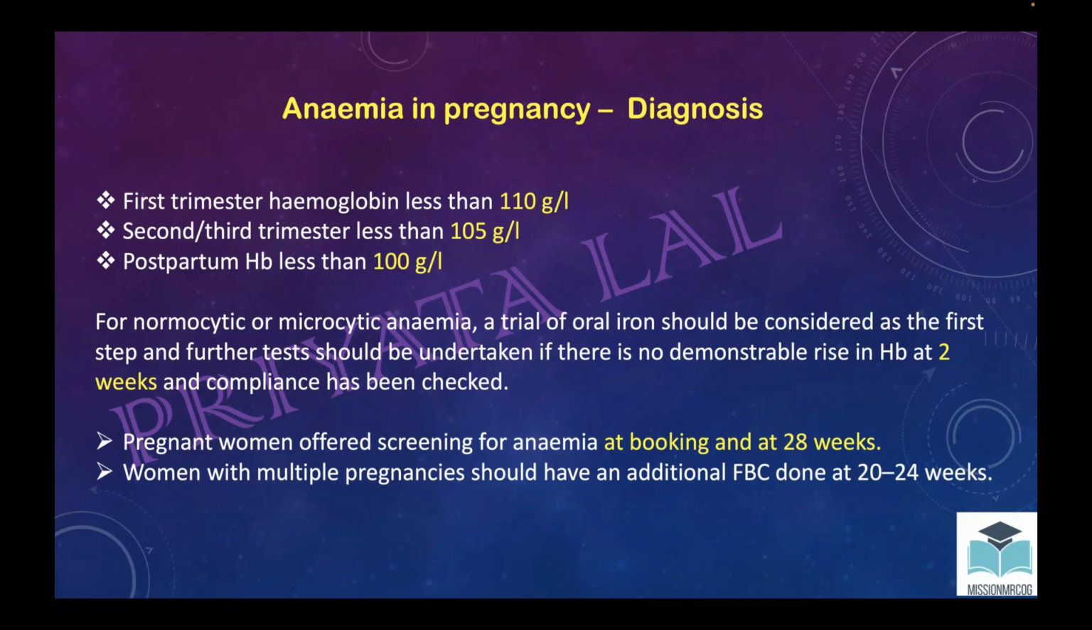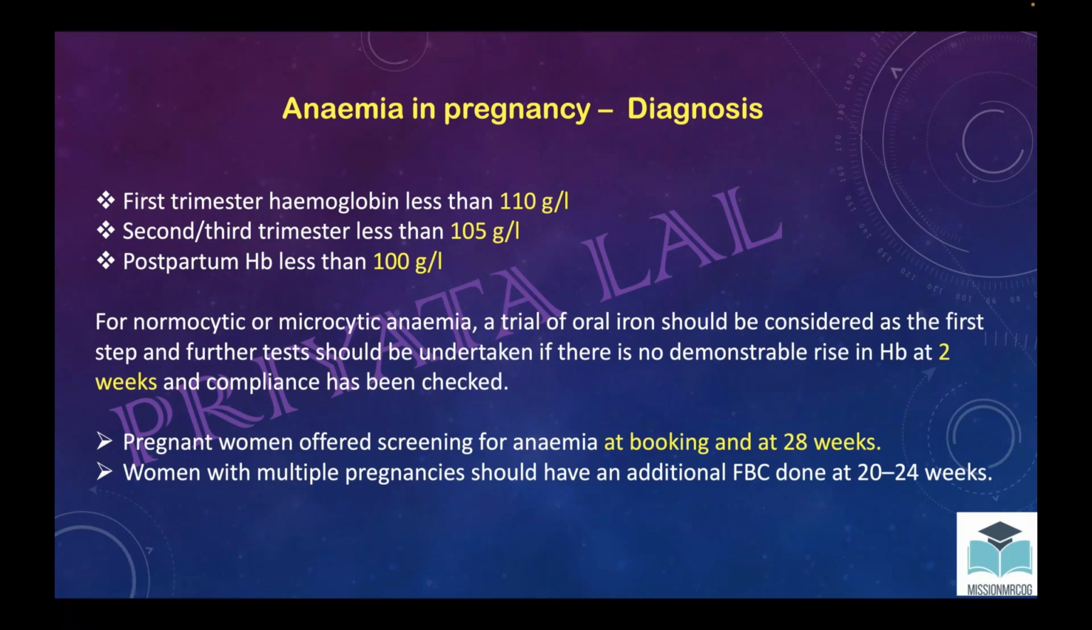Usually the screening is done at booking and at 28 weeks. This I have spoken many times, that they do hemoglobin, grouping and typing, and antibody testing at the booking visit and at 28 weeks also. This you will find in your NICE guideline, that if the patient has a multiple pregnancy, then they do an FBC one more time, anywhere in between 20 to 24 weeks of pregnancy, because we know that in pregnancy the chances of anemia are quite high.